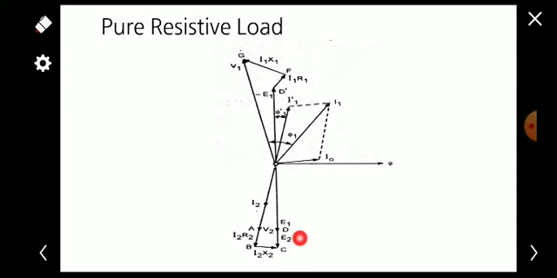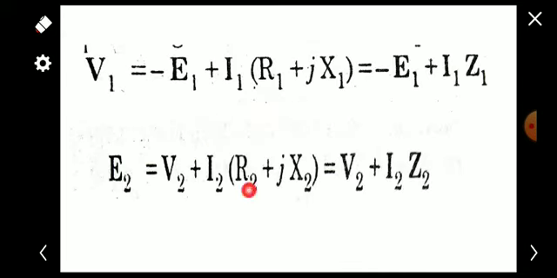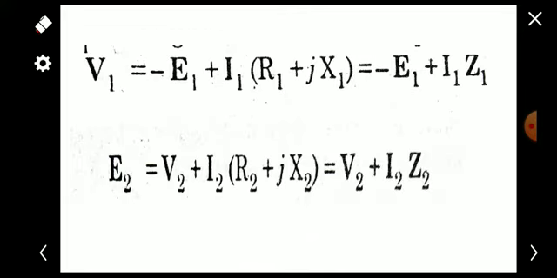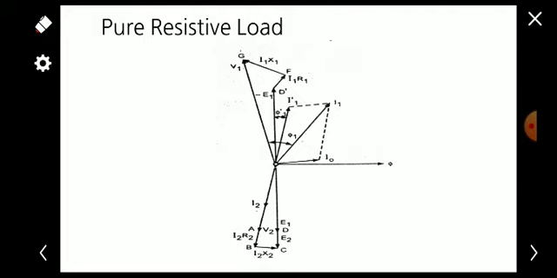So for representing E2, this is the equation: V2 plus I2 R2 plus I2 into JX2. We draw V2 here, I2 into R2 in phase with I2 in the same line, and I2 into X2 at 90 degrees with that line. After that we will draw I1 dash in exact phase opposition with I2, because the reason for I1 dash is I2.